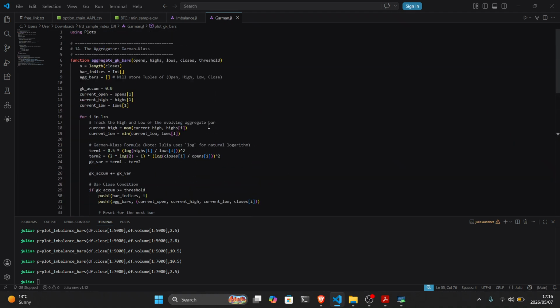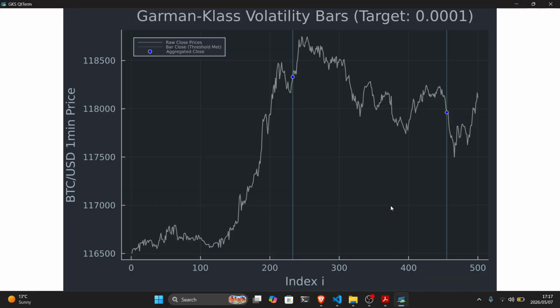Here's my Garman-Klass function. Now, if you watch the previous video on volatility aggregation, you would know that when it comes to volatility aggregators, they're very sensitive. So you need very, very small thresholds or targets to get the threshold condition met. Now, my target right here is 0.0001 and it only has two aggregations.